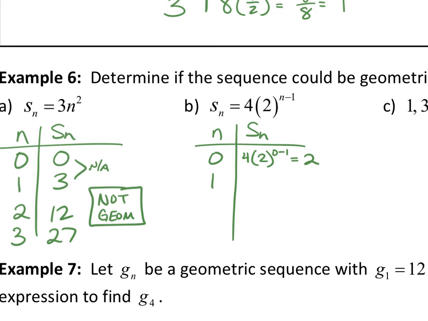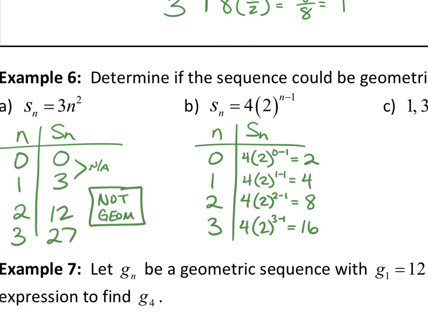If we plugged in a 1, 4 times 2 to the 1 minus 1. What's 1 minus 1? 0. What's anything to the 0 power? 1. Which means that this is 4, because 4 times 1 is 4. We plug in 2. This is 4 times 2 to the 2 minus 1. What's 2 minus 1? 1. 2 to the 1 power is 2. So 4 times 2 is 8. We'll do one more for good measure. 4 times 2 to the 3 minus 1. What's 3 minus 1? 2 squared is 4, and then 4 times 4 is?